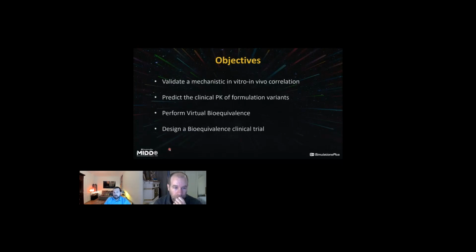The objectives of this case study were the following. The first one was to validate a mechanistic in vitro to in vivo correlation, and I will refer to IVIVC as I speak for the next slides. Then we wanted to predict the clinical PK of the formulation variants, perform a few virtual bioequivalence assays within GastroPlus or using the PBPK model approach, and then switch from PBPK to PopPK to design a bioequivalence clinical trial.